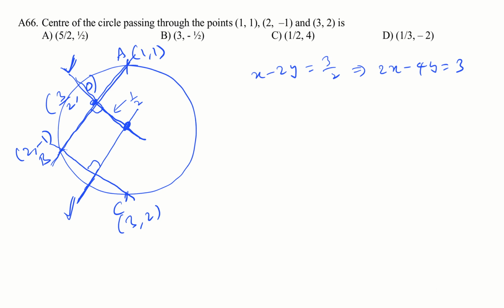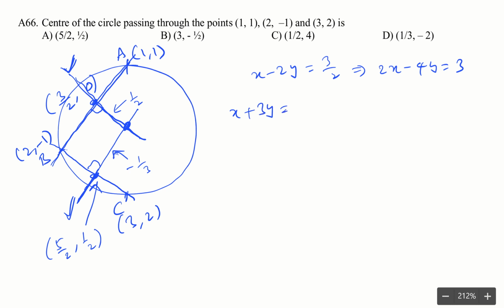Now let me write the other perpendicular bisector equation. Slope of BC, I have it as 3 by 1, that is 3. Therefore its perpendicular slope is -1/3. Now let's go for its midpoint. Midpoint is (5/2, 1/2). So its equation will be x + 3y = 4.